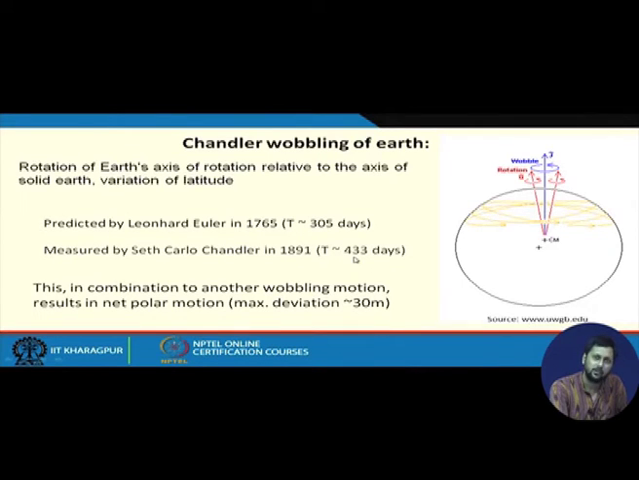Of course, it is not very easy to explain the deviation just by a simple model. People are trying, and there is also another type of wobble which is due to some other effect. Combination of that will give you a maximum deviation of true north pole, which is measurable to be 30 meters. Okay. So, this is what we have learned about Chandler wobbling and the rotation of Earth.